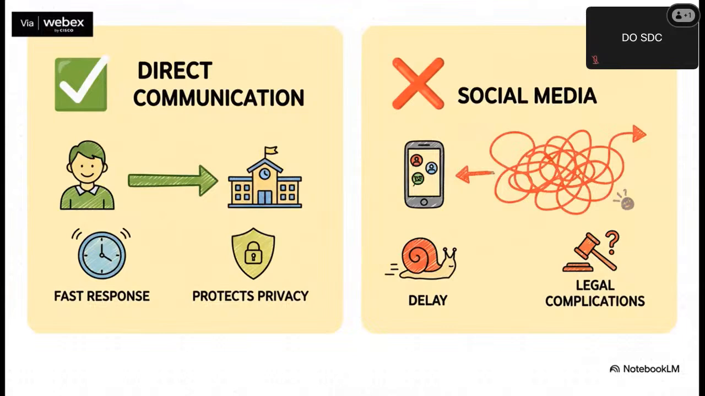Posting on social media almost always causes delays. Because of strict privacy laws, the district can't discuss student issues in a public forum. That can actually get in the way of an investigation and even create legal issues. The big takeaway here is that the direct path is designed to work for you.